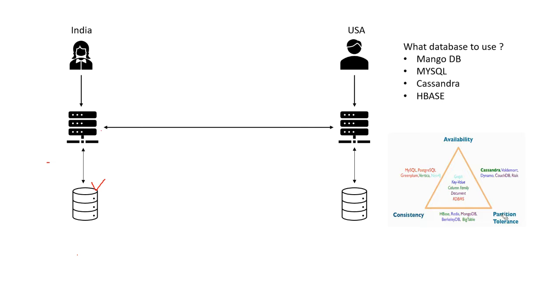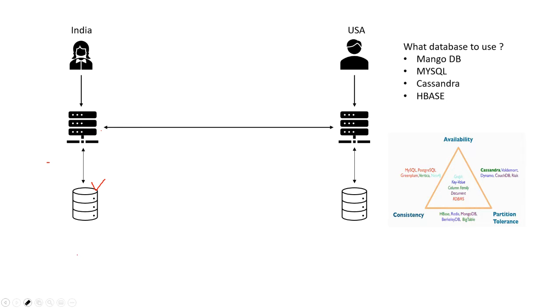If you're looking for partition tolerance and consistency, then you can either go for HBase, Redis, or MongoDB. Now, out of these algorithms, which one should we use? Should I use HBase, or Redis, or MongoDB? So I was reading a website.